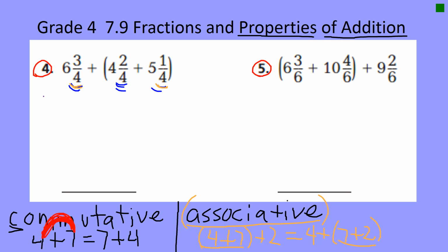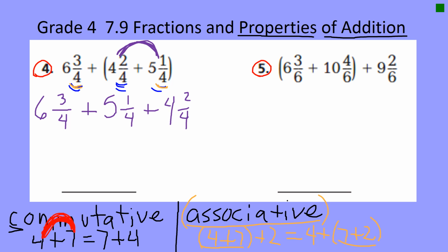So let's rewrite this using our properties. 6 3/4 plus, I'm going to commutative property these two, C for commutative, 5 1/4 plus 4 2/4. And I'm going to move my parentheses over here, put you two in an associative property, right? So I'm going to add my fractions, 3/4 and 1/4, 4/4. Add my whole numbers, 6 plus 5 is 11.